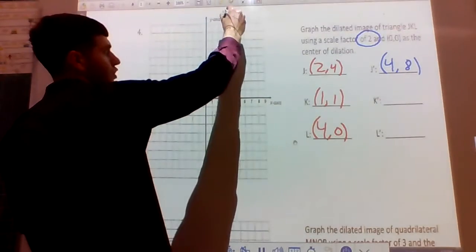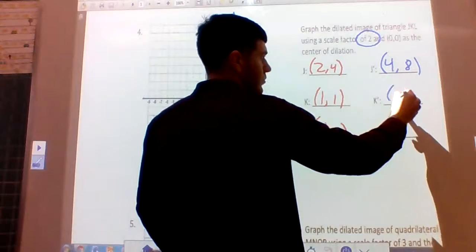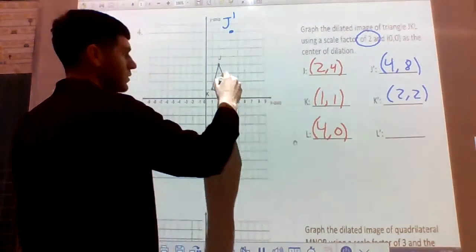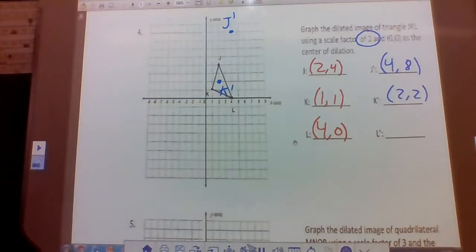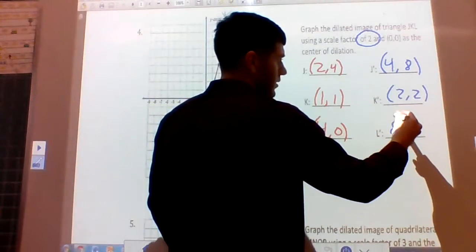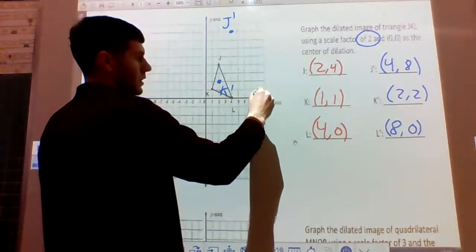That is J prime. K was 1, 1. So 2 times 1 is 2. 2 times 1 is 2. So 1, 1 is going to go to 2, 2. That's K prime. And then 4, 0. So 4 times 2 is 8. 0 times 2 is 0. So 8, 0.